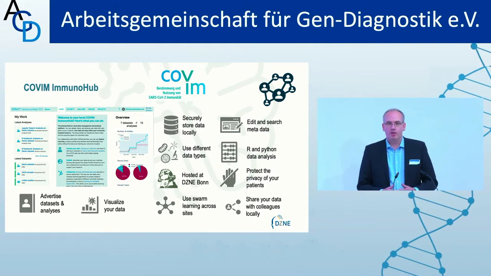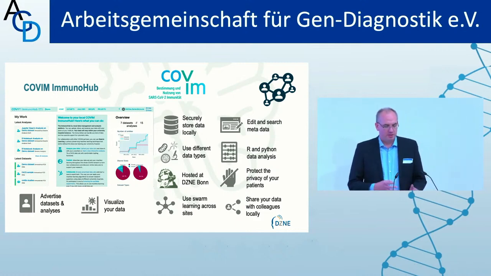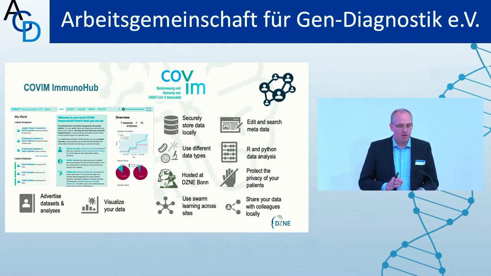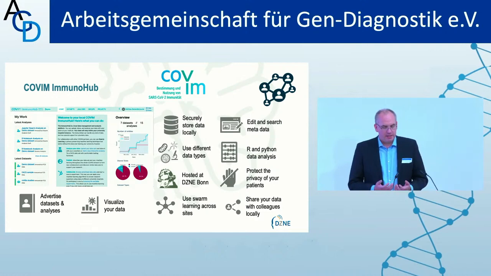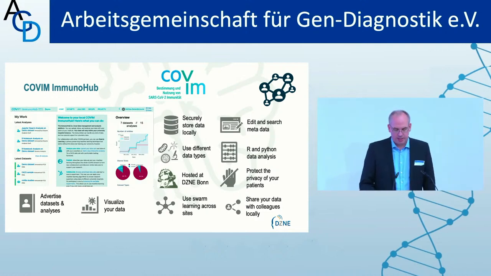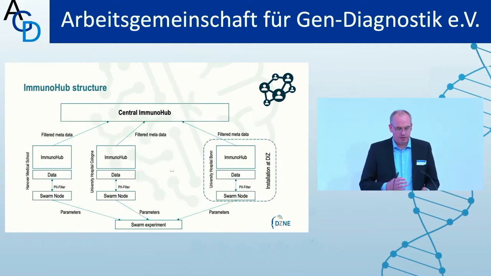And if you want to collaborate with partners in other places, like if I want to do a collaboration with our partners in Aachen, for example, sharing the data becomes suddenly more complicated. So here, swarm learning comes into play. So the different nodes of the ImmunoHub are connected by swarm learning, and I could then advertise my data set, my analysis, and do a swarm experiment together with my colleagues in Aachen so that we can collaborate without actually sharing the data.